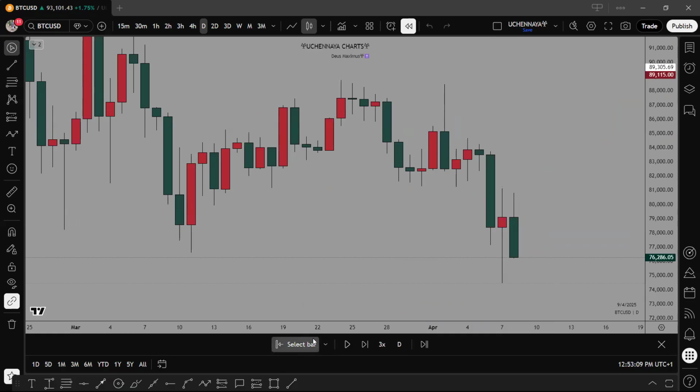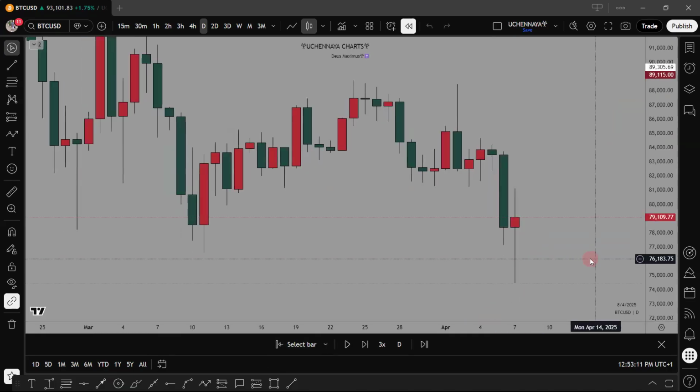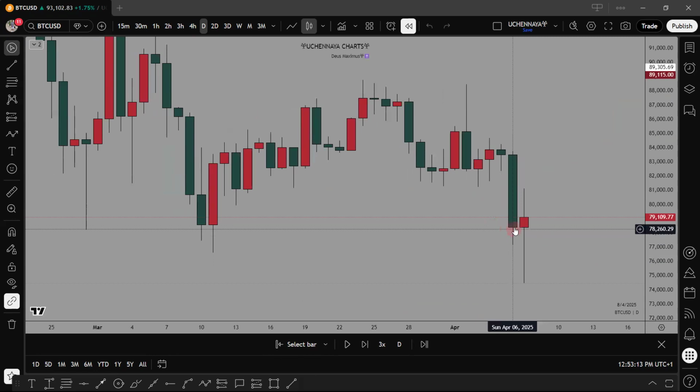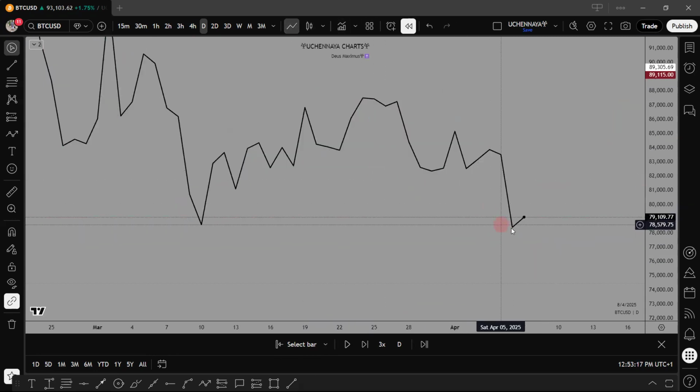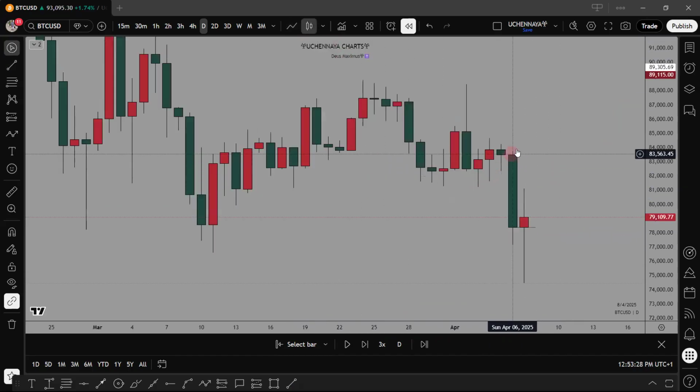Okay. Now let's just start it like this. Now this is a typical support level. This is a typical support level. That is a bearish candle followed by a bullish candle.